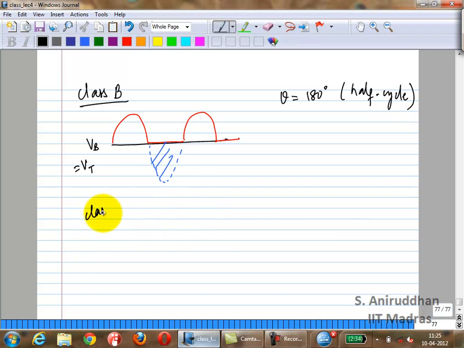Then you can think of a third case when VB goes less than VT. That's called class C. And we'll also discuss the case when theta is between 180 and 360. We'll discuss that also. Okay.